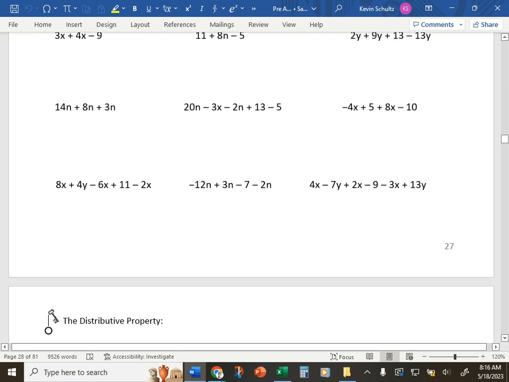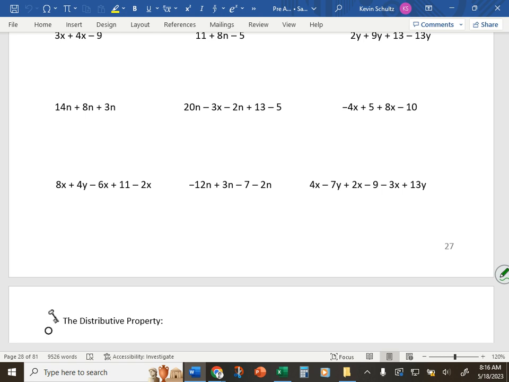Going down the page, we'll do 2 more together. Anybody have one they want us to do together here? Gregory? 20n minus 3x. Okay, the one in the middle there. 20n minus 3x minus 2n plus 13 minus 5. Yowza. Let's identify some like terms first.